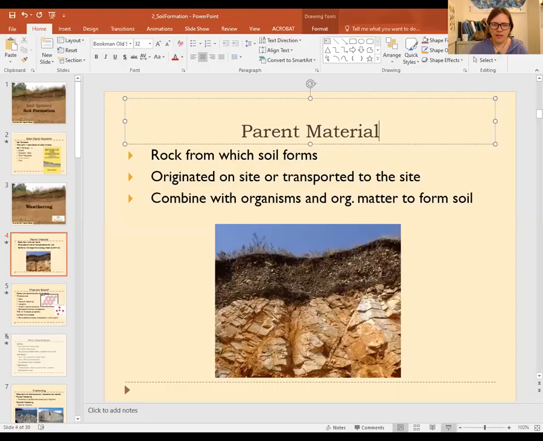Hi guys, we're here to talk about soil formation, and we're going to start out with the idea of weathering. So I will share a screen so that we can look at some photographs together to help us understand this concept.